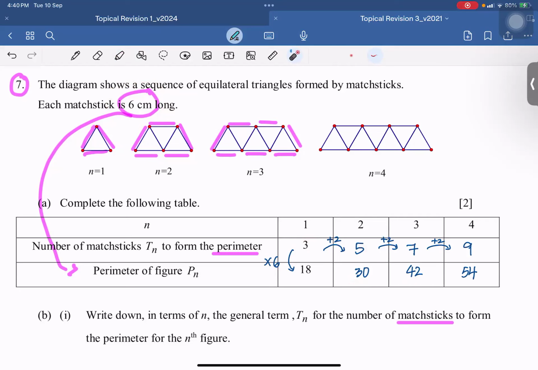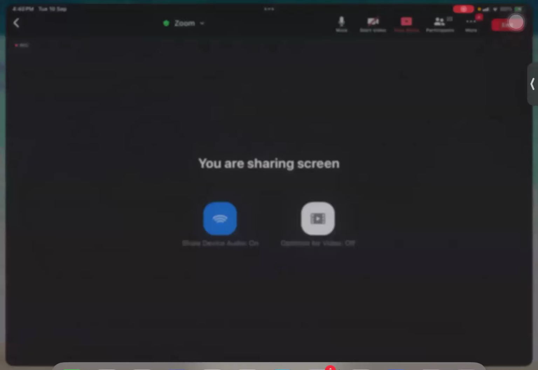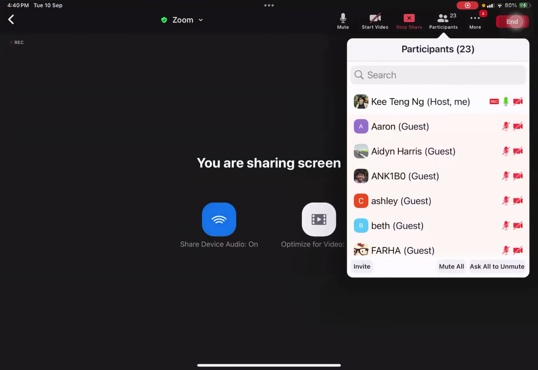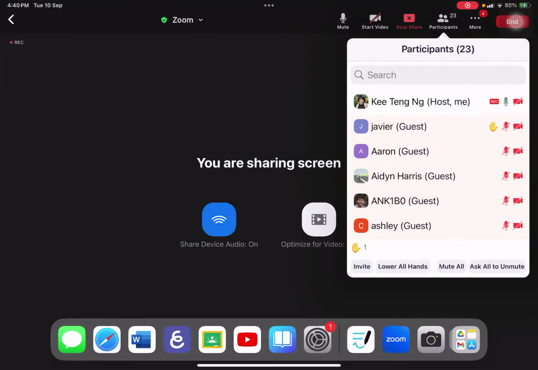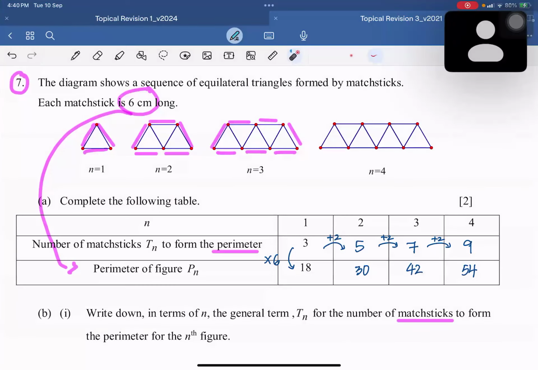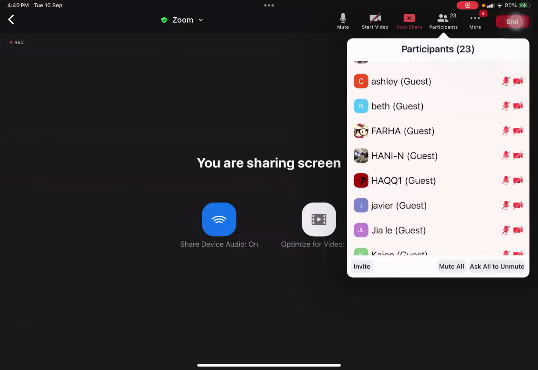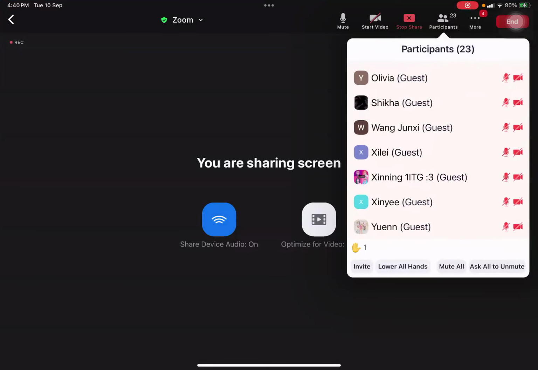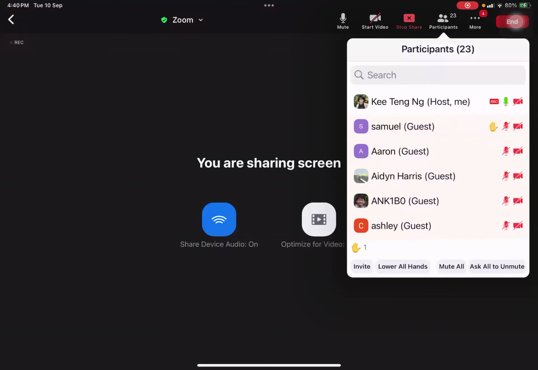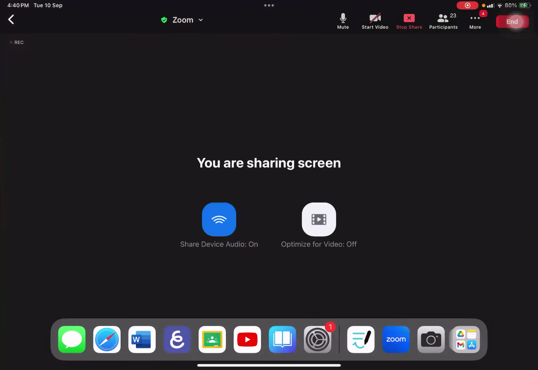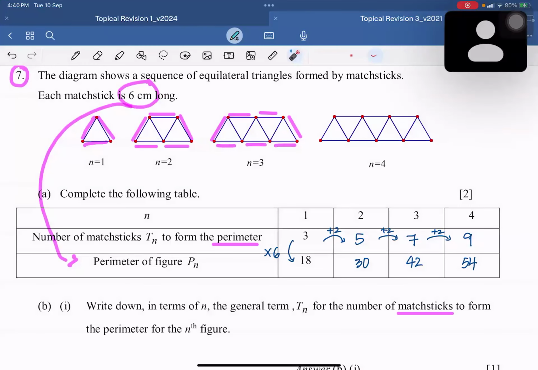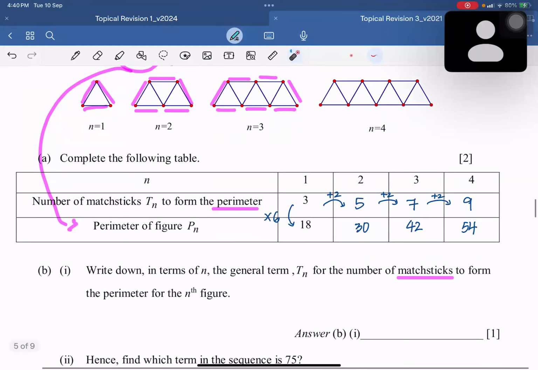Just curious, a show of hands. How many of you got this portion correct? Oh, no hands. Oh my God. I only saw 1 hand. Samuel got it correct. Okay, 2 hands. That means you went to count the total number of matchsticks instead of the perimeter, is it? So take note, in this case, please count only the perimeter.